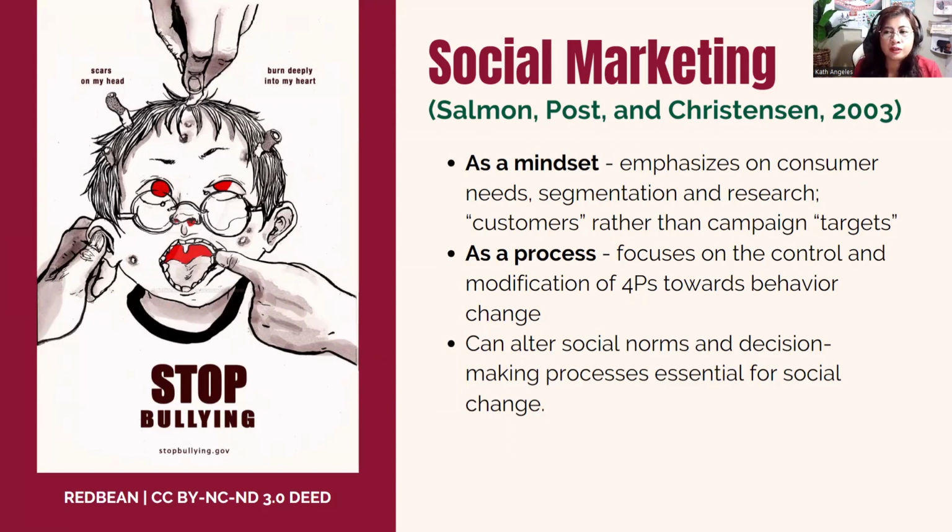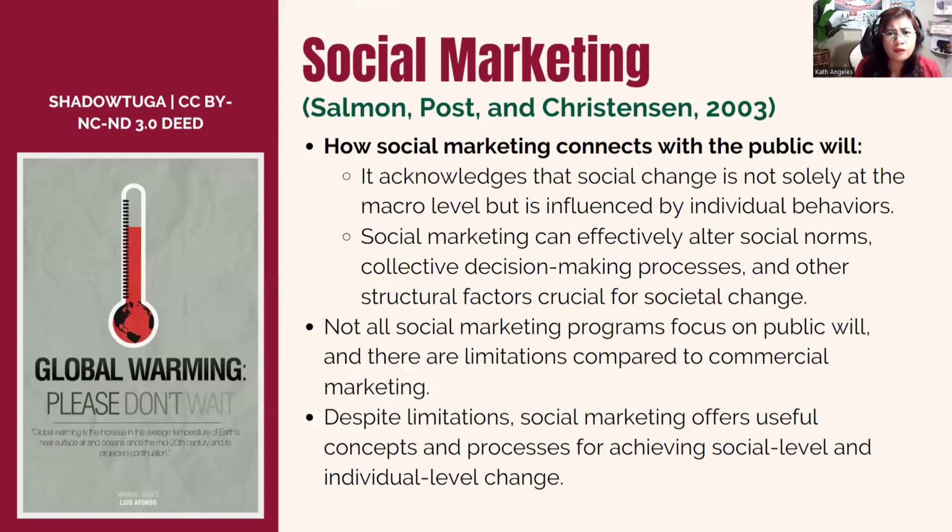So you need to do rigorous research by leveraging what has already been tried and tested as marketing strategies used by the commercial sectors. Now, as a process, we ought to focus on the control and modification of the 4Ps towards behavior change. Social marketing is very powerful, as it can alter social norms and decision-making processes essential for social change. However, it is being criticized for being too individualistic. So there are critics who are questioning its potential towards public will.